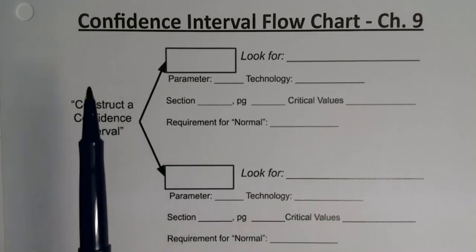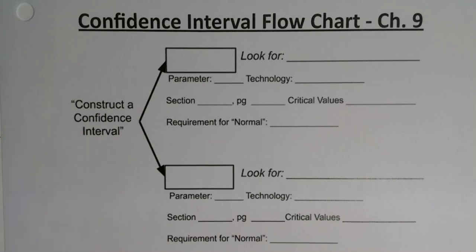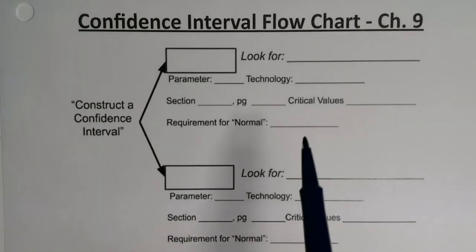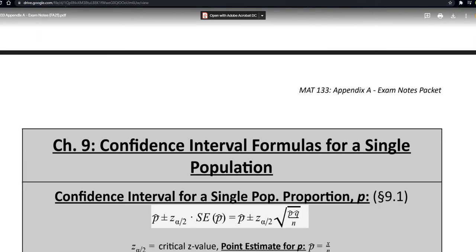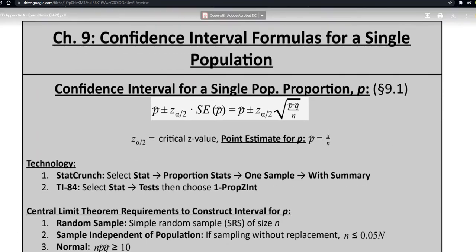So we're going to be constructing a confidence interval. If the instructions say construct a confidence interval, if you see those words in there somewhere, then these are going to be your two options, at least at this point in Chapter 9. We've had two main intervals, and you can see them in our exam notes packet. Let me go grab that. Here we go.